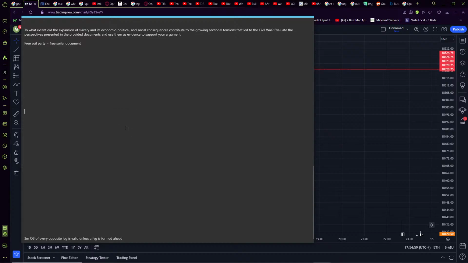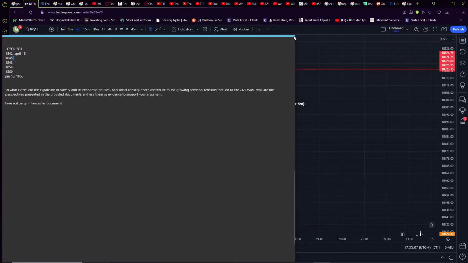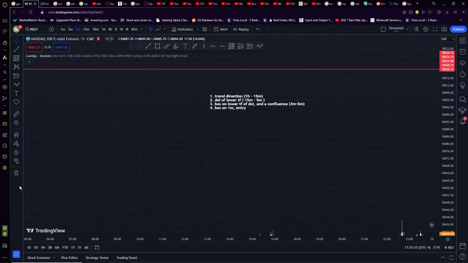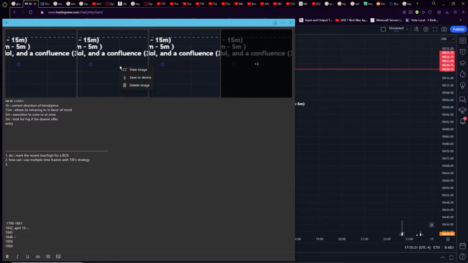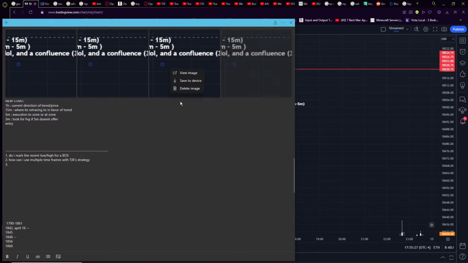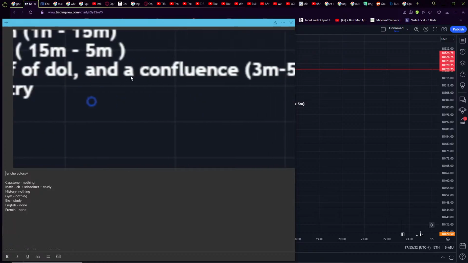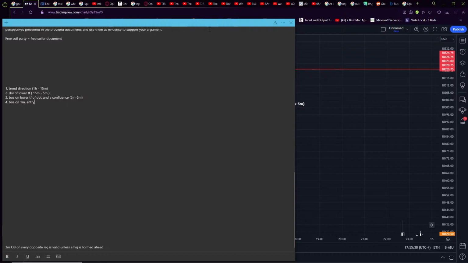Why's my control V not working? I don't think my chart's working. Oh, it's bugged. Oh god. There it is. Okay, cool. I'm just gonna put this on my left.